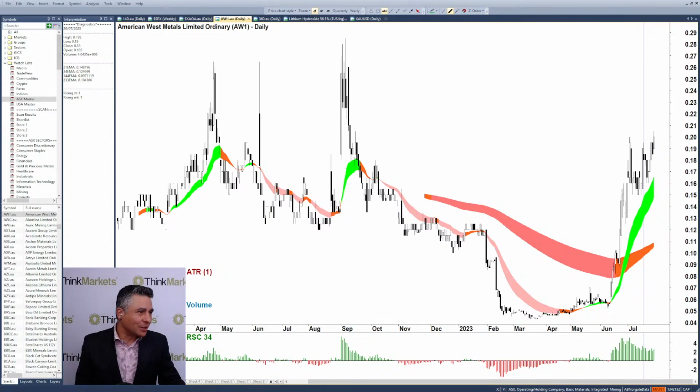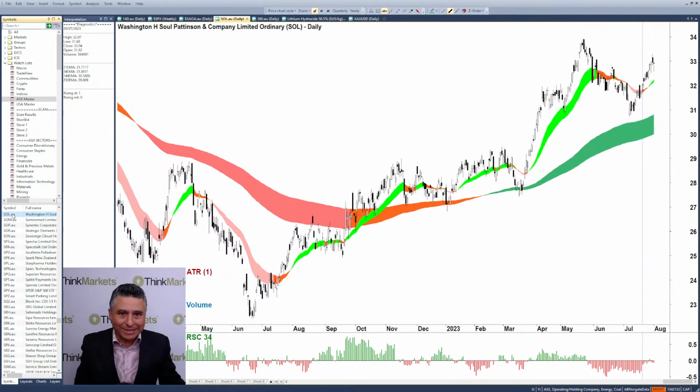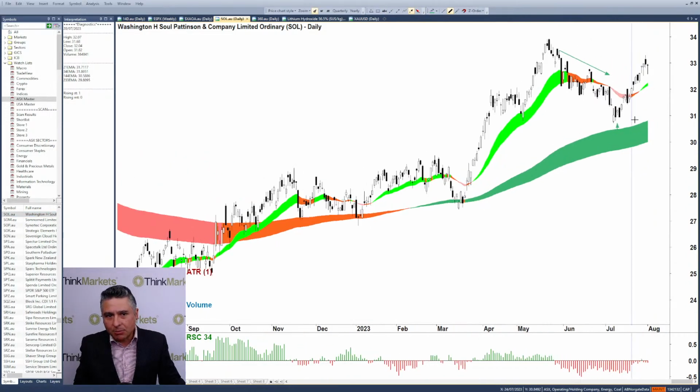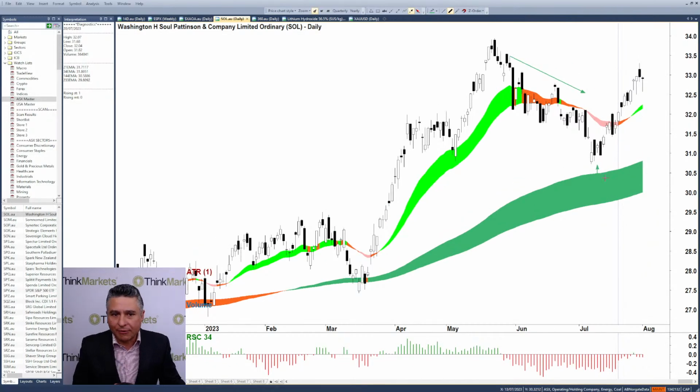And we have, let's go to the streamers here. SOL, Washington H. Soul Pattinson. It's one I have tweeted about in the past, but not recently. And I think you can see the not recently through here, but we are also getting a similar sort of move here, like XRF, off that dark green zone. The ideal buy point, I think that candle's really nice.